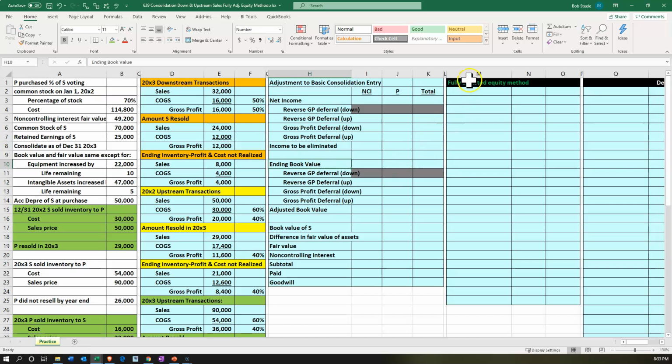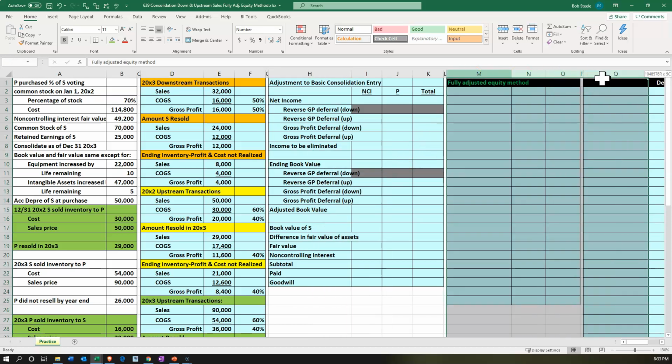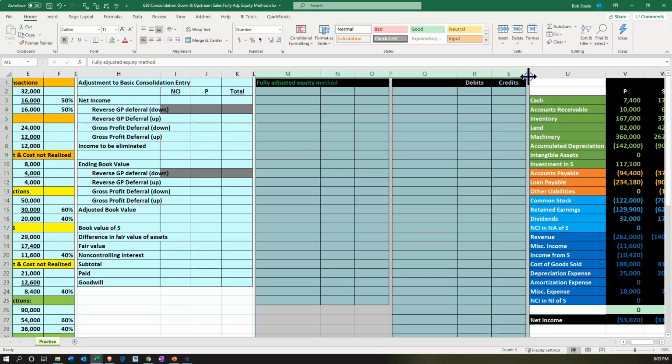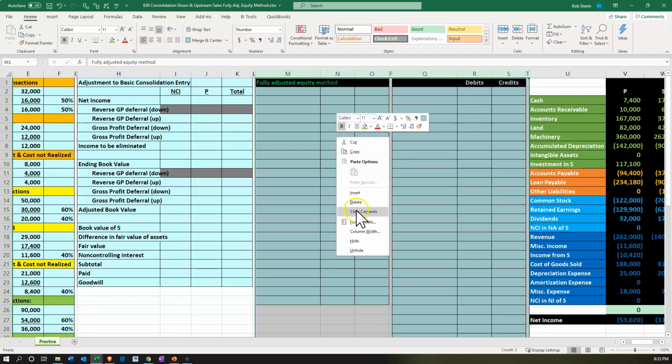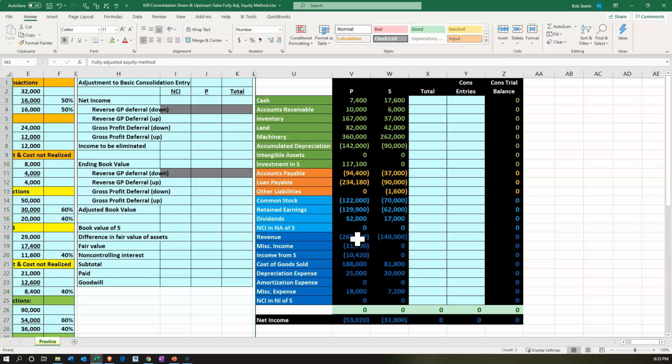To do this first, I'm going to hide some cells so we can see our starting numbers over here. So I'm going to put my cursor on M. I'm going to highlight on over to T, M to T. Right-click on the selected area and hide the selected area.